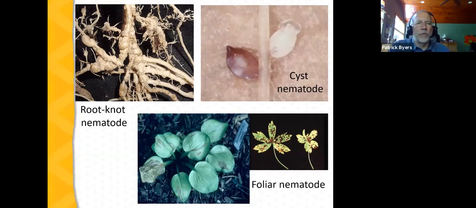So it's important to look at root systems, and if we see these thickened areas and swellings on the root system, that's a fairly good indication that we're dealing with a nematode issue, perhaps a root knot nematode. A closer examination of the roots may reveal the cysts of cyst nematodes, and then sometimes we have symptoms of foliar nematodes. Here we have a hosta and a pachysandra that are showing symptoms of foliar nematodes.